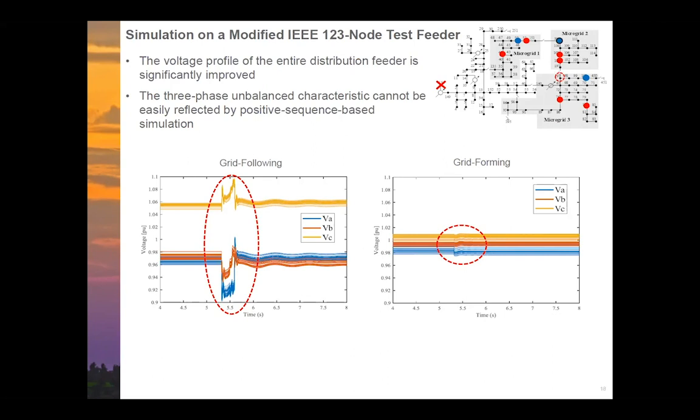I know that many customers complain that as the PV penetration increases in their distribution feeder, they have some violation issues. But I believe if we can have this grid forming controlled PV, this voltage violation issue can be avoided. And again, this is a three-phase unbalanced system. This unbalanced characteristic cannot be easily reflected by positive sequence-based simulation. And that's why we want to conduct a three-phase transient stability analysis using GridLAB-D.